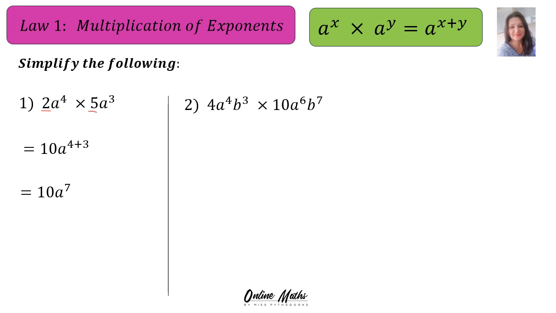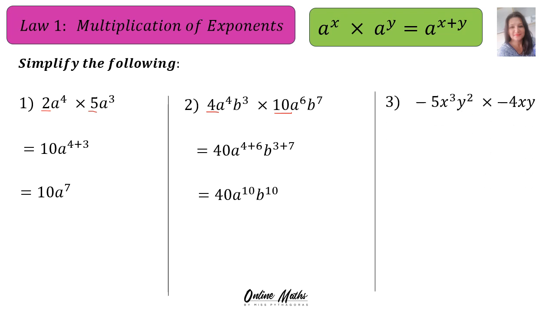With example 2, we will say the coefficients 4 times 10 is 40, and then in terms of the base a, we add exponents 4 plus 6, and then b, the exponents, we will add them 3 plus 7, and the final answer 40, a to the 10, b to the 10.